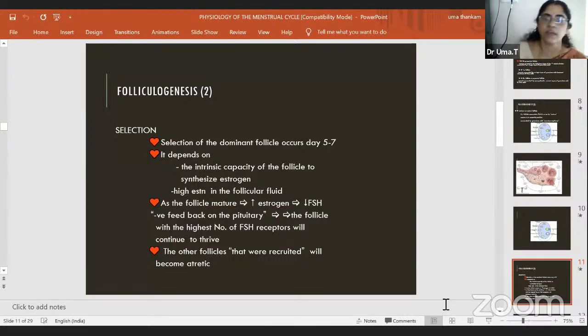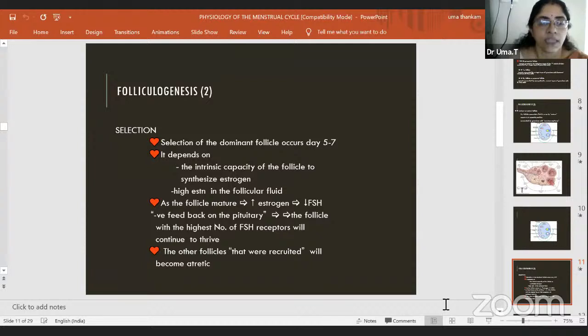Okay. Reginier de Graaf was a Dutch physician who had studied a lot about the physiology of the ovary and menstrual cycle. He described the Graafian follicle. And the Graafian follicle, when it reaches maturity, is about 20 millimeters.